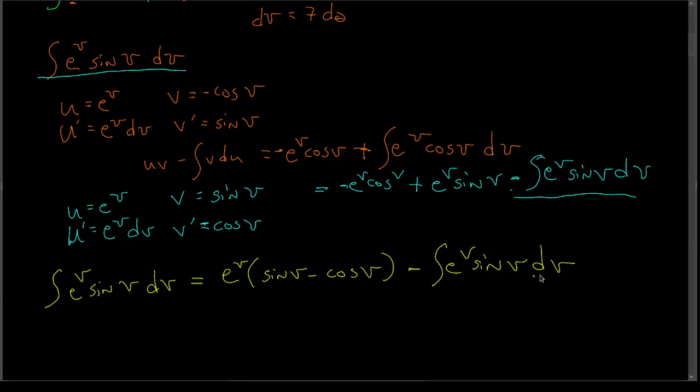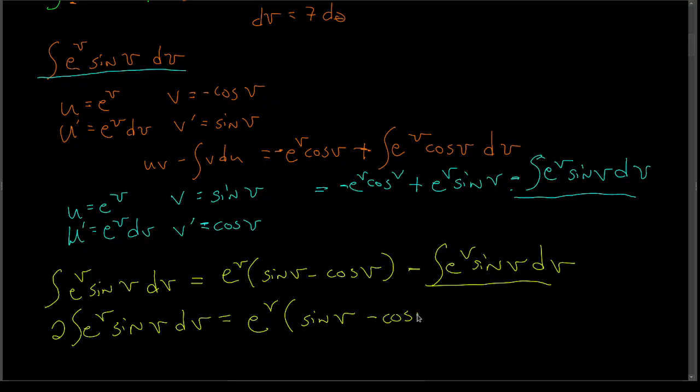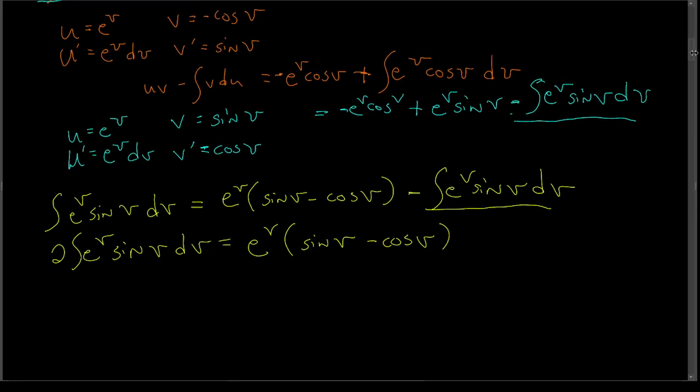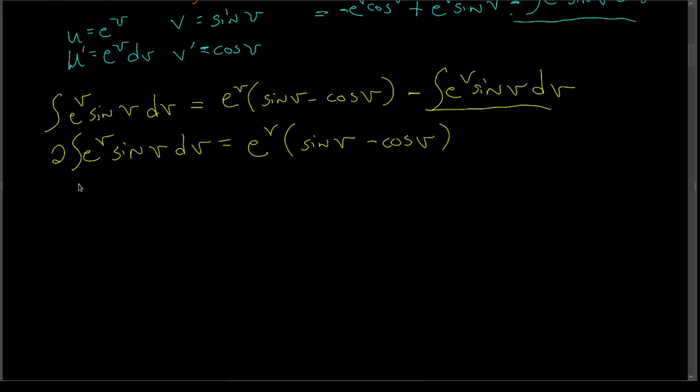And now I'm going to add one of these to each side. So if I add the integral of e nu sine nu d nu, I'm going to end up with two of them over here. Two times the integral of e nu sine nu d nu equals e nu times sine nu minus cosine nu. And I'll divide by 2.